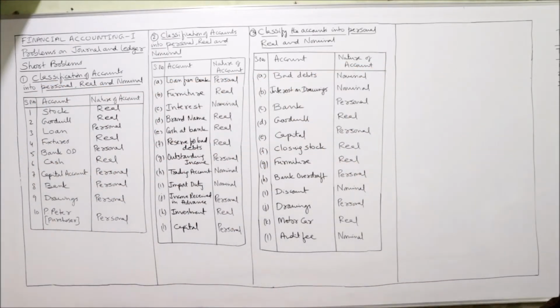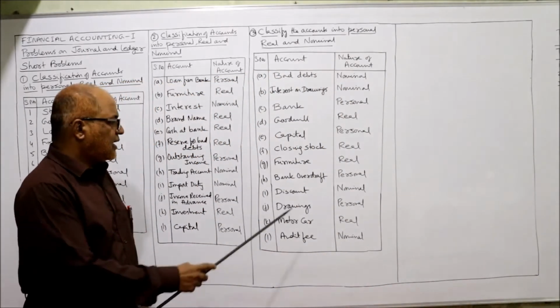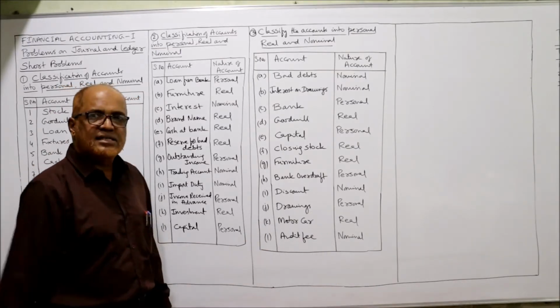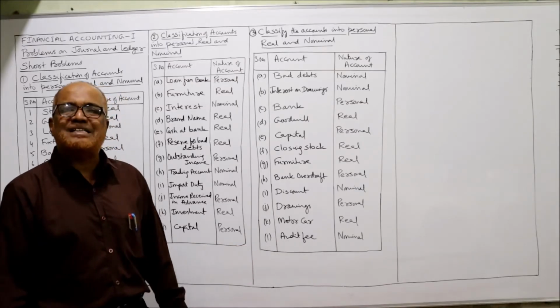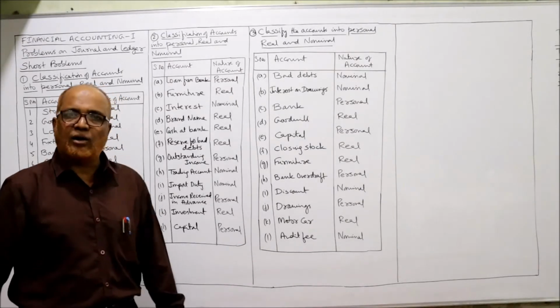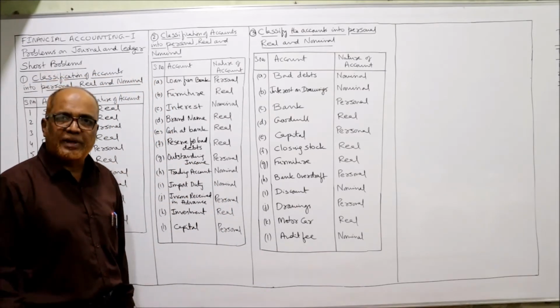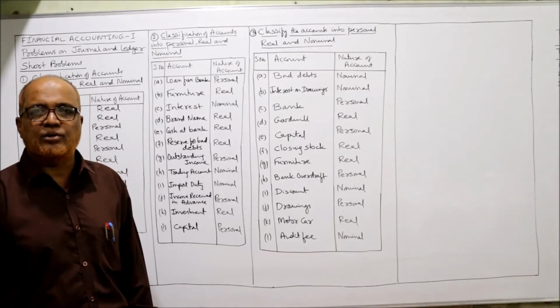Then discount is a nominal account. Then drawing is a personal, representative personal account. Motor car is an asset, real account. Audit fees is an expense, so nominal account. So in this way we have classified all the accounts into personal account, real account and nominal accounts.